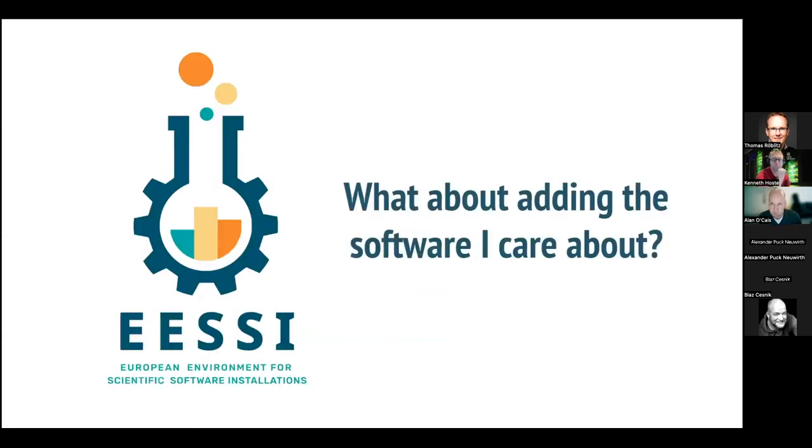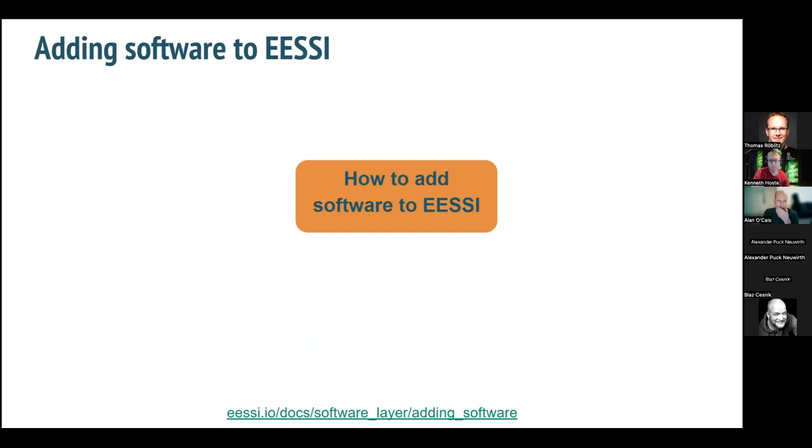Now, the question that came up in Slack already is, what about adding the software that I care about and shipping that with the EESSI production repository? So what does that process look like? You have a software package and you would like to ship that software package with EESSI.